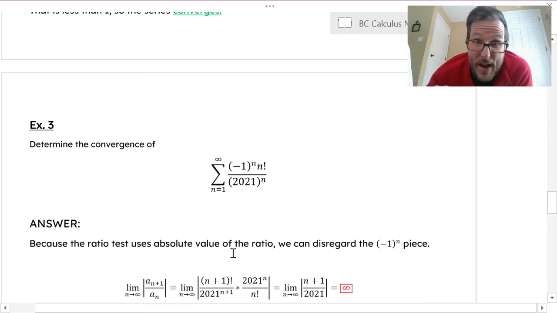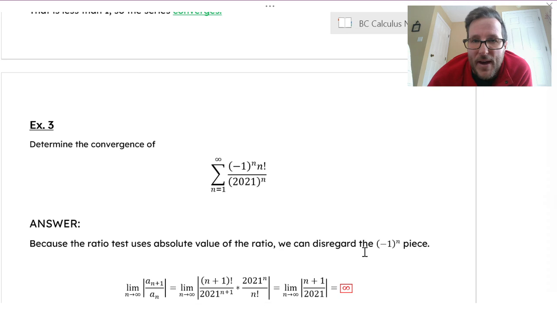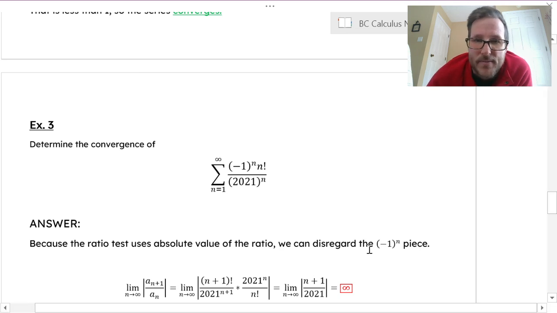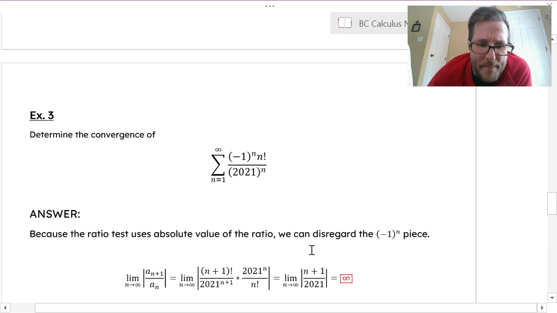All right, so the ratio test. Because we're doing the absolute value, right? The absolute value of that ratio. Let's just chuck the -1 to the n out, right? Because it's not going to matter. It's going to simplify to -1, and it's going to be thus 1 when we absolute value it. So we'll just chuck it out.